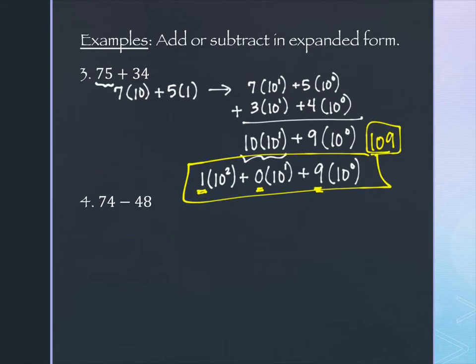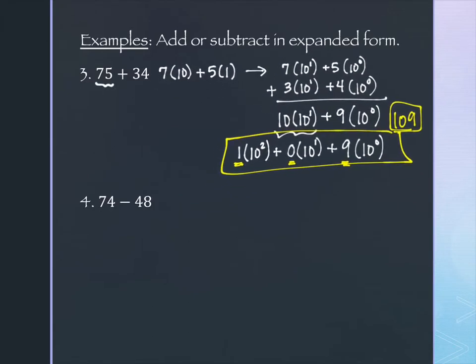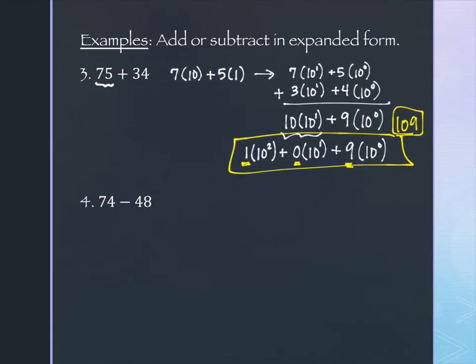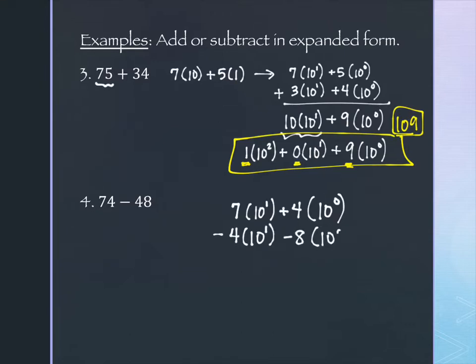So we're going to do a subtraction one next. Let me scoot this up. Okay, so we're going to do the same thing with subtraction. We have 7 times 10 to the first, and 4 times 10 to the 0. And then we're supposed to subtract the 48. Well, that means I subtract a 40 and I subtract an 8. So I need to subtract 4 tens, so 4 times 10 to the first, and I need to subtract 8 ones, 8 times 10 to the 0.